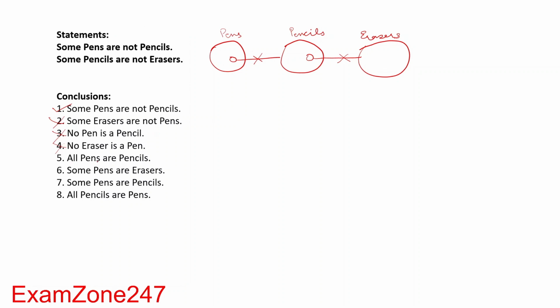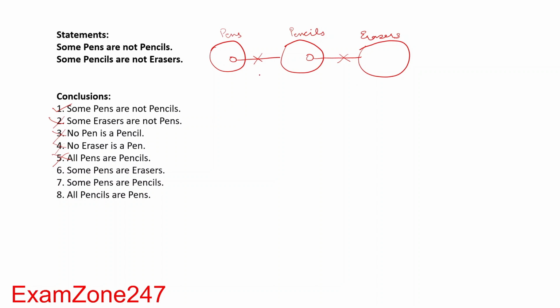Now the fifth one is, all pens are pencils. All pens are pencils. No, it is definitely wrong. There is not even a possibility. This is definitely wrong. Some pens are erasers. See, there are some pens which are erasers.